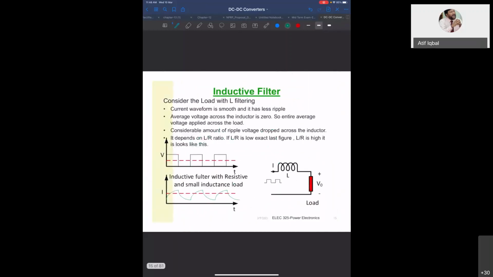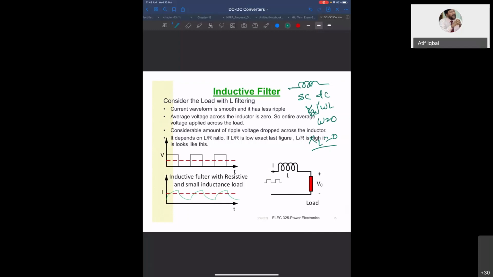And the inductor, what does it do? The inductor acts as a short circuit to DC. Because of j omega L, this is XL, and omega is equal to 0 for DC, so XL becomes 0, so it acts as a short circuit to the DC. It allows the DC to pass, and it blocks AC. And AC is your ripple. So it blocks the AC and it allows the DC to pass.